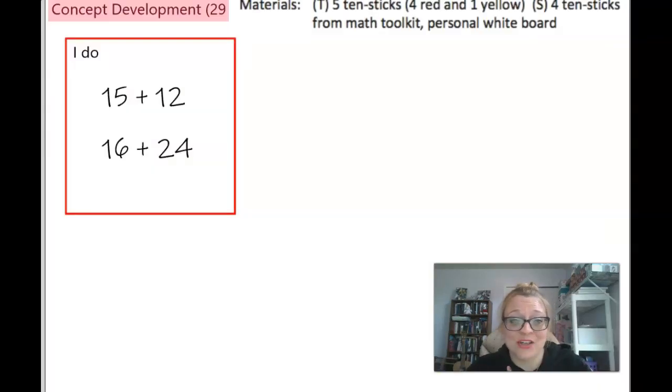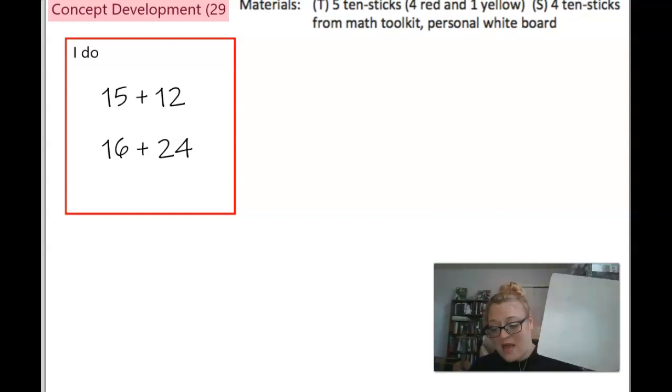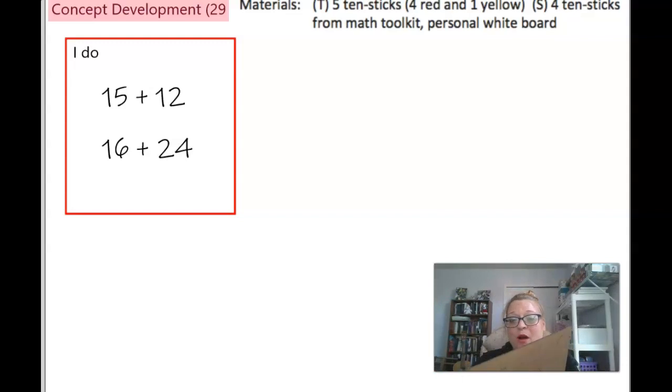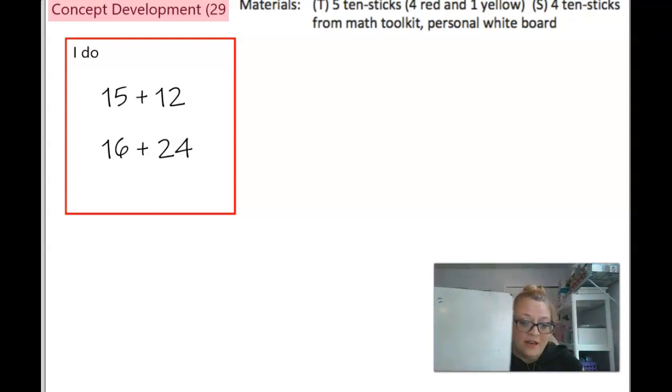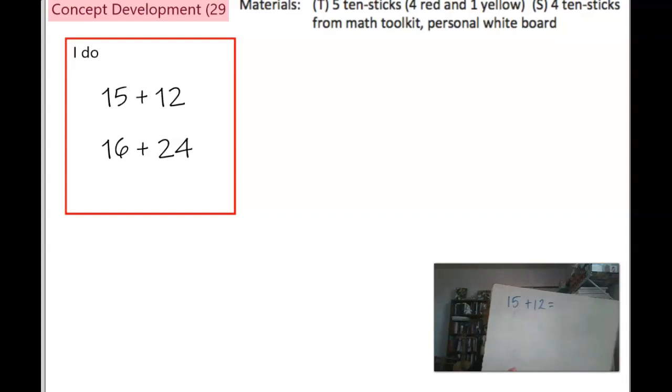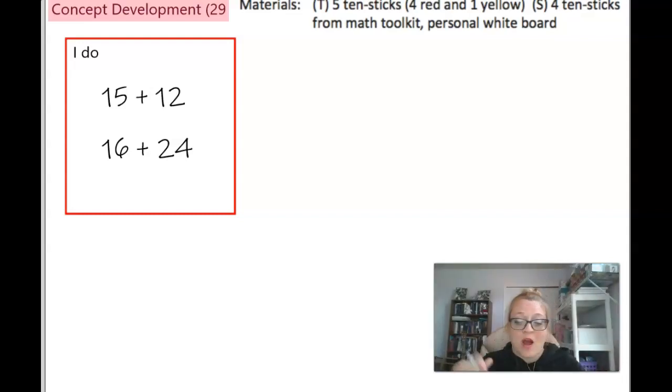All right, so this one's mine. This is my turn. I'm going to show you guys how to do this. So on my whiteboard, I'm going to go ahead and write my problem. If you guys would like to write it with me, that would be great. 15 plus 12 equals something. I don't yet know what. But I know that I can draw this and then count it to help me. So underneath, I'm going to draw my problem.